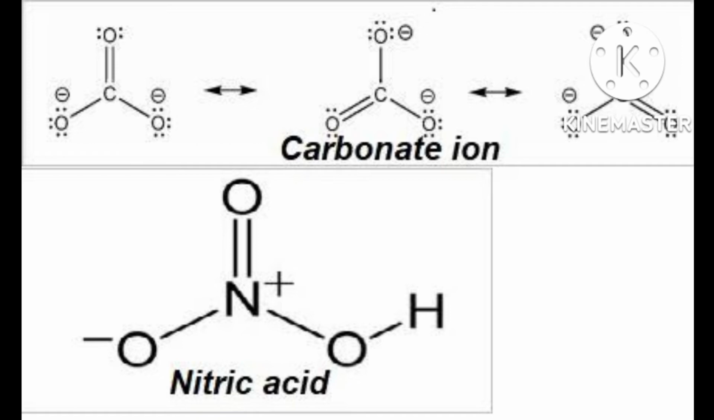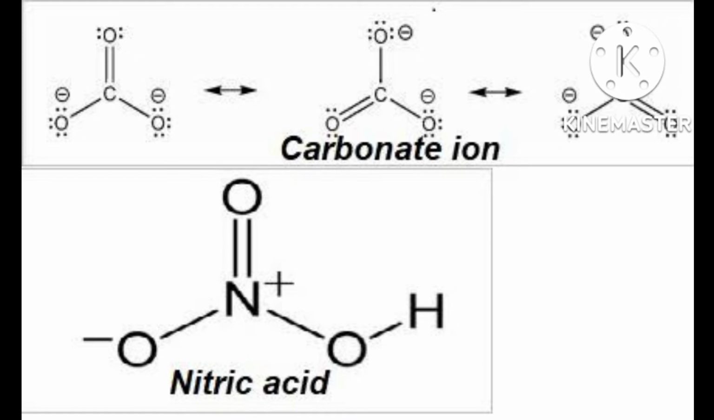In some compounds, the number of electrons surrounding the central atom is less than 8. This is especially the case with elements having less than 4 valence electrons. Correct? These are important things I am telling you. This first exception, incomplete octet, happens generally with elements having less than 4 valence electrons.